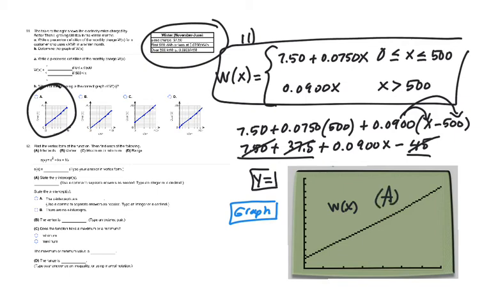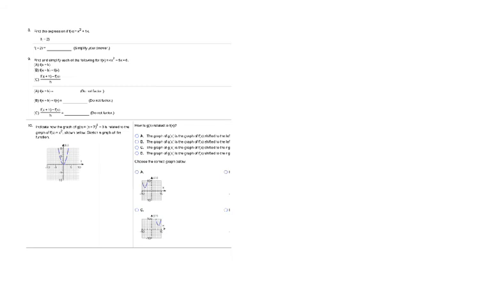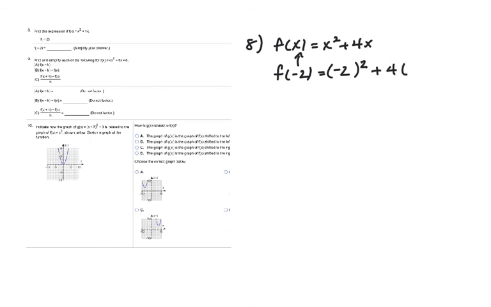Okay, let's look at number 12. For number 8, it says to find the expression if f of x equals x squared plus 4x, for f of negative 2. So here we know x is equal to negative 2. We'll replace all of our x's with negative 2. For x squared, we have negative 2 squared, plus 4x, we have 4 times negative 2.